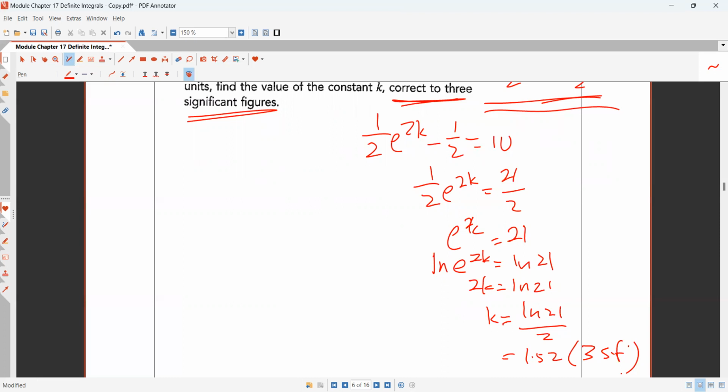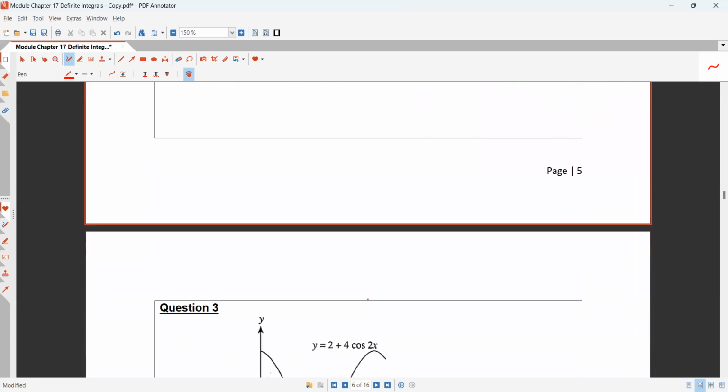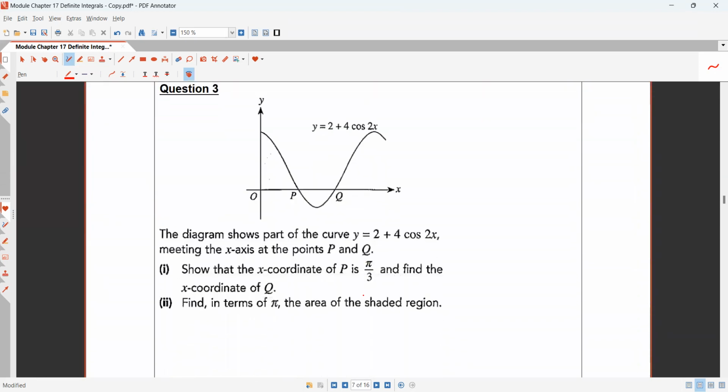Okay, 1.52. You understand what I'm doing? Yes, huh? Okay, now go to question 3. Can you try to do? This question is the same type of question. It's just that this one involves trigo.